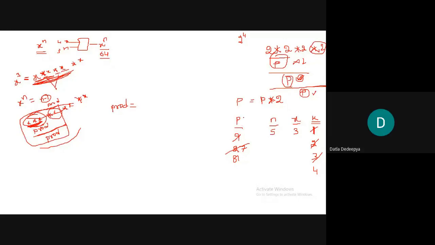Yes, sir. P we have to multiply with X, which is 3. That 3 is nothing but what? X, isn't it? P we have to multiply with X.